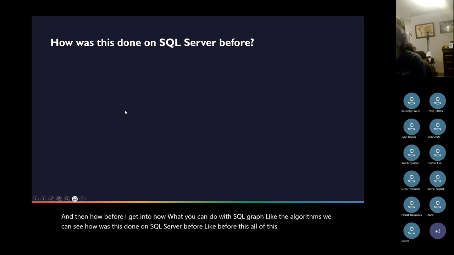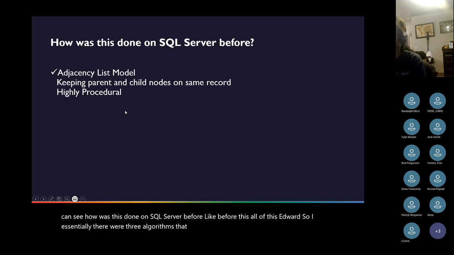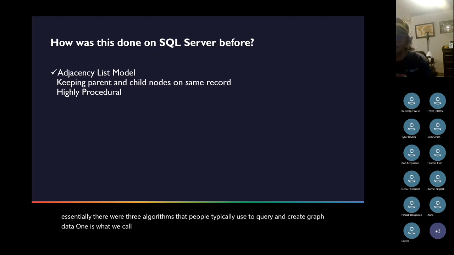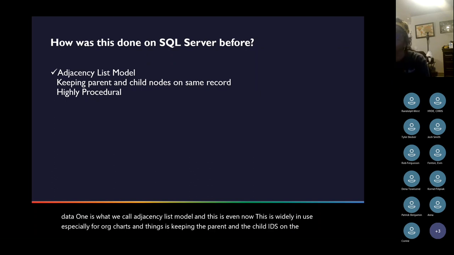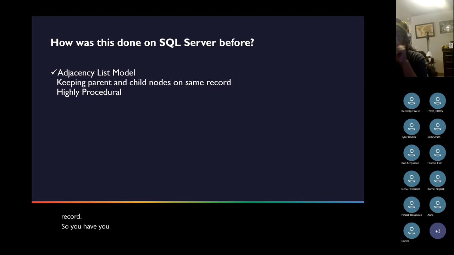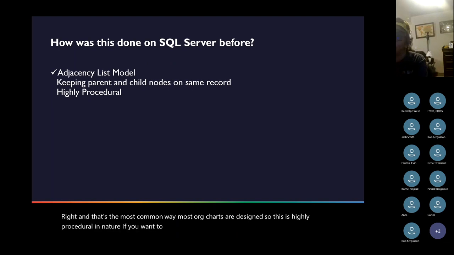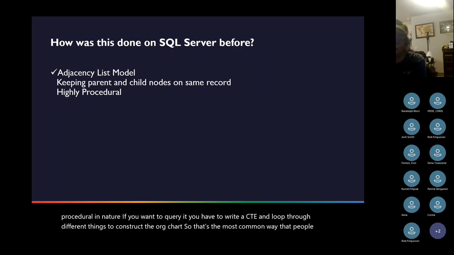So essentially, there were three algorithms that people typically use to query and create graph data. One is what we call the adjacency list model. Even now, this is widely in use, especially for org charts: keeping the parent and the child IDs on the same record. So you have your employee ID, and then another one that says who your boss is. That's the most common way most org charts are designed. This is highly procedural in nature. If you want to query it, you have to write a CTE and loop through different things to construct the org chart. That's the most common way people use it, and it is still widely used.